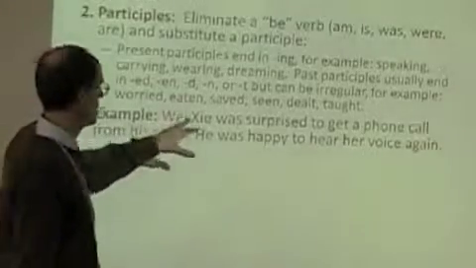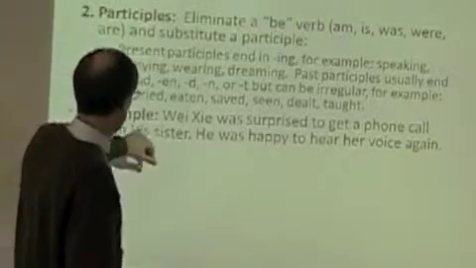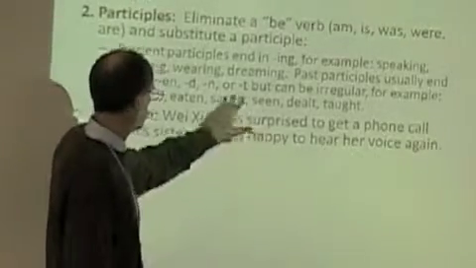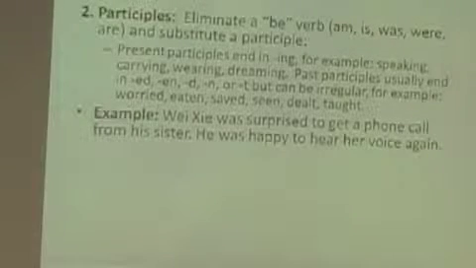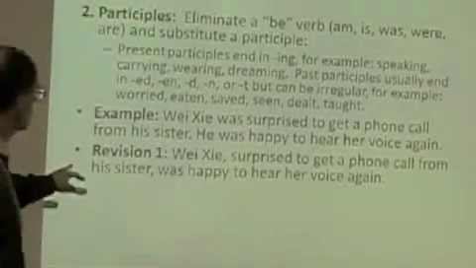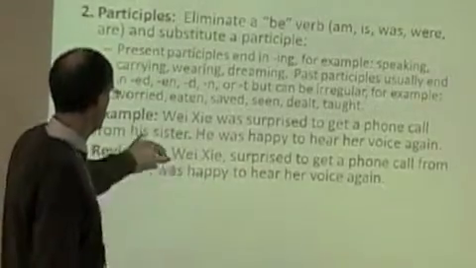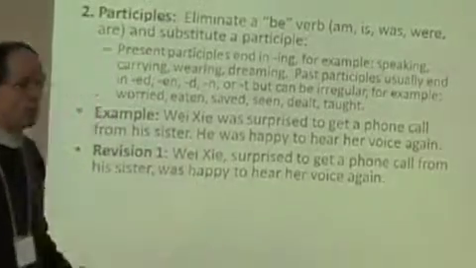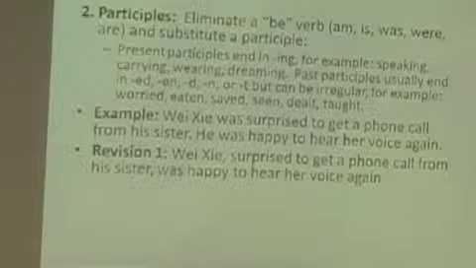Wei Shi was surprised to get a phone call from his sister. He was happy to hear her voice again. See, his sister, he, her, there's all kinds of stuff going on there. Can we get rid of those repetitions? Wei Shi, surprised to get a phone call from his sister, was happy to hear her voice again. So you eliminated a lot of is and he's in there. You made it a lot tighter. Okay. Comments? Questions?